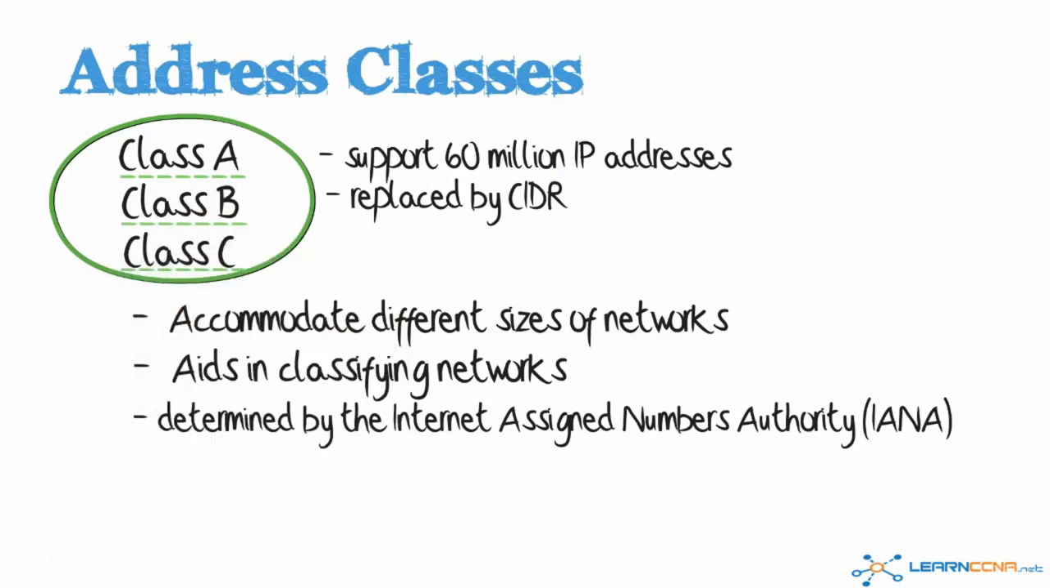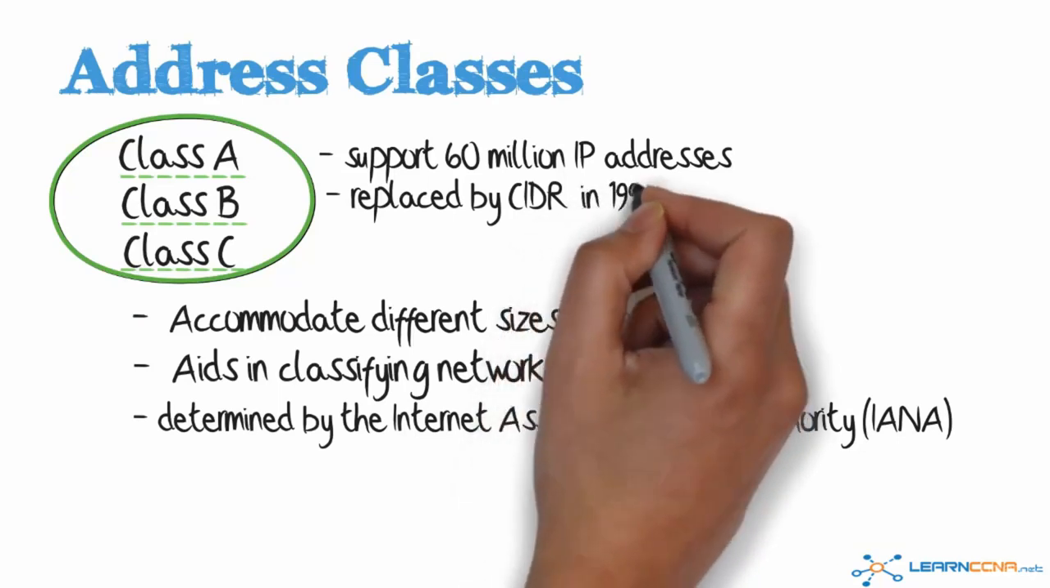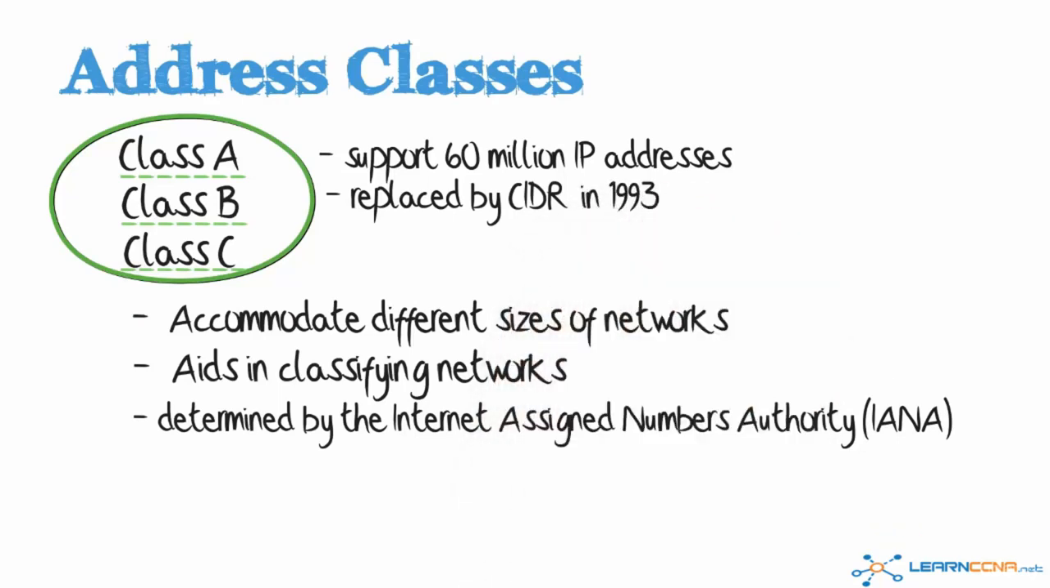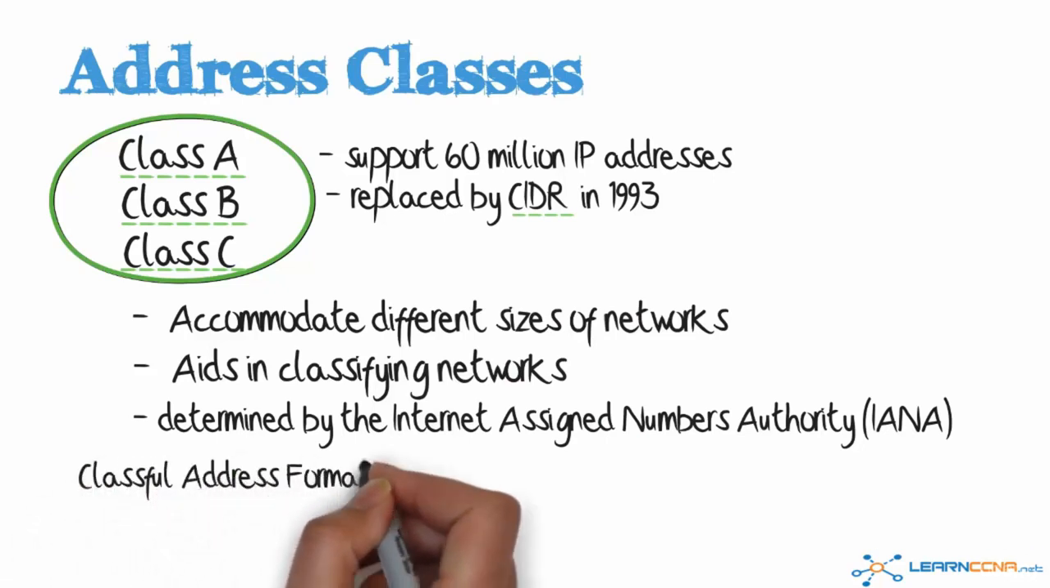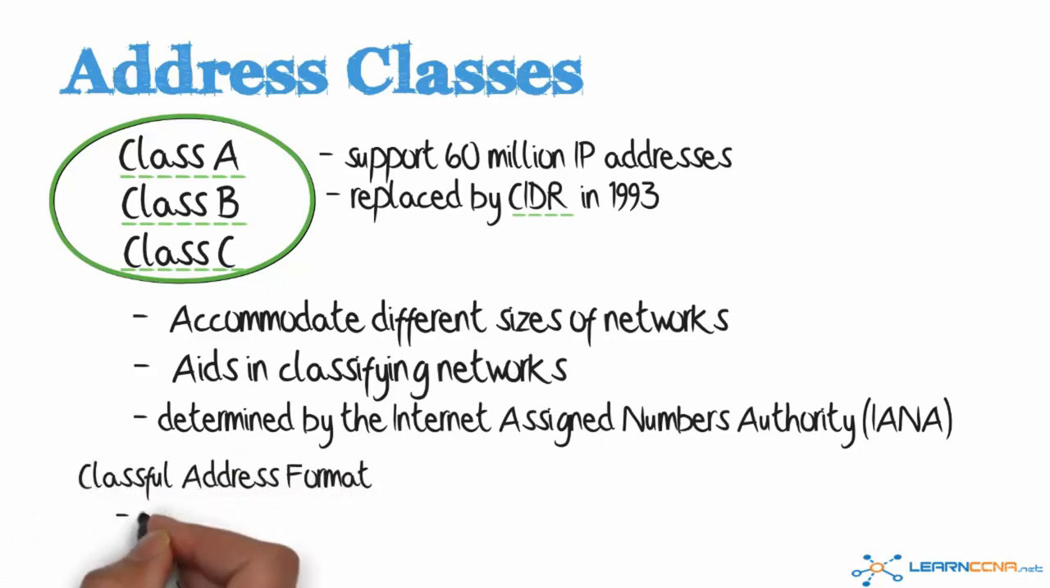Please note, once again, that classful addresses were replaced in 1993 with classless interdomain routing, or CIDR. However, you may still come across commands that use the classful address format. An example of that is the network command within routing protocols. If you use the network command on a RIP routing process, the command is written in a classful format.